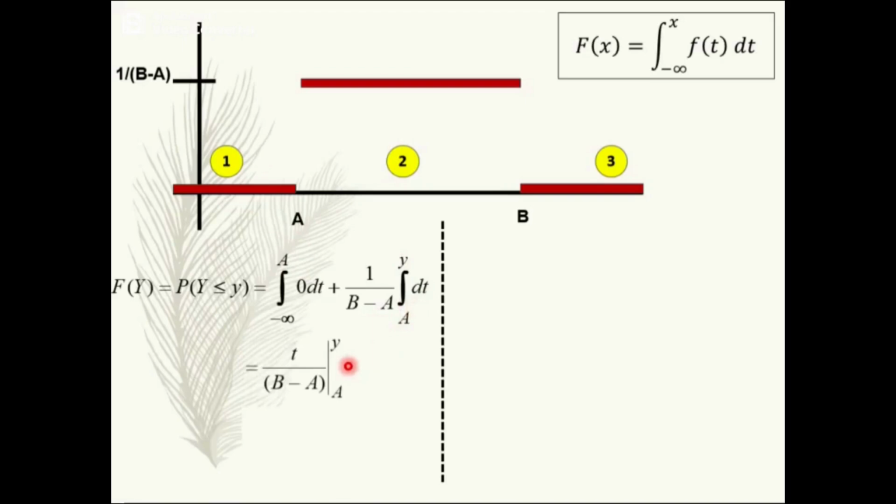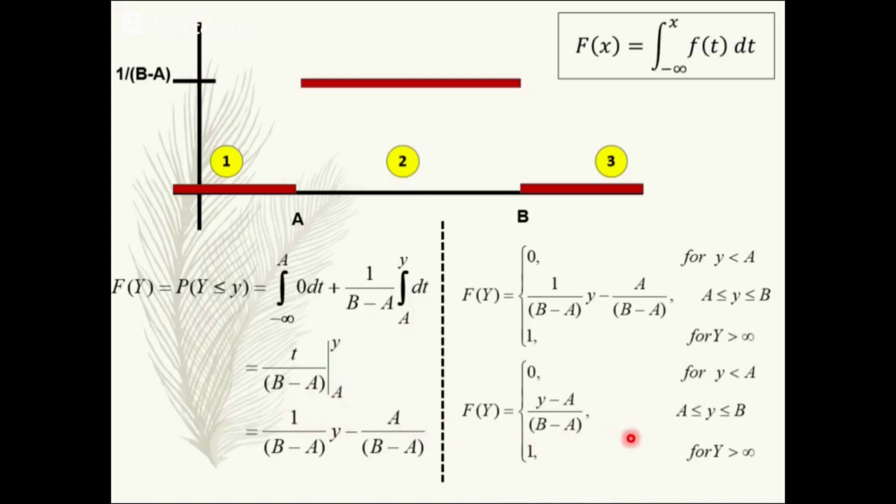This is the integral. Remember, the integral of a constant, in this case it's 1, is just t. Now if you substitute the upper and lower limit, you end up with y over b minus a, minus a over b minus a. And you can simplify this, and this gives you the CDF. We didn't do this part for region 3 explicitly because we know it's a valid PDF, so the area to the left of any value in region 3 is going to be 1. So this is the general way of finding a CDF given a PDF.